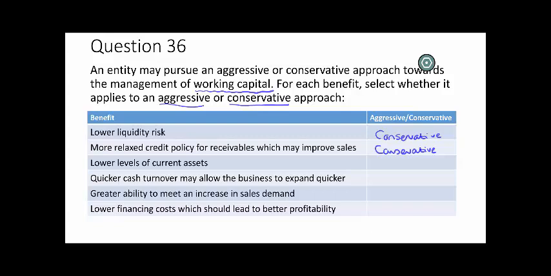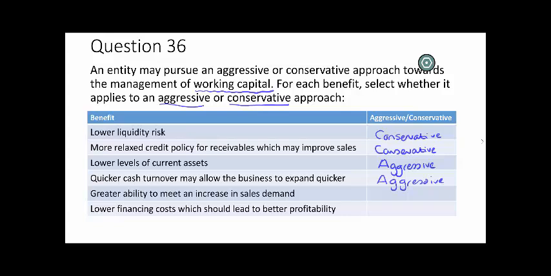Lower levels of current assets. Well, in actual fact, that's the other way around now. We're going on to the aggressive side. So if we decide that we are happy to maintain lower levels of liquid funds, those liquid funds would appear as part of our current assets. And so yes, one of the benefits is we end up with lower levels of current assets. Quicker cash turnover may allow the business to expand quicker. Yes, one of the reasons that we tend to choose the aggressive approach is to help with business expansion, and so that would be for aggressive.